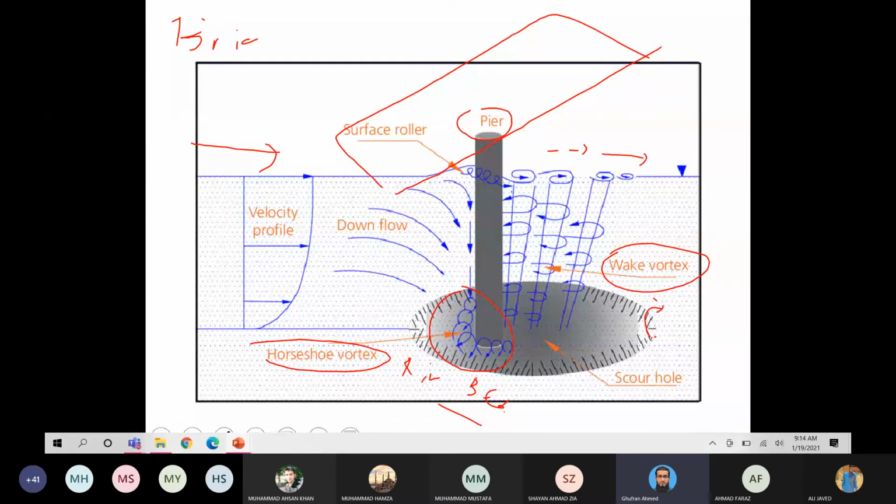So the two important phenomena related to sediment transport in terms of fluid mechanics are scouring and erosion. Erosion of river banks and scouring of a bridge pier. The meaning of both terms is more or less the same, but they are a bit different. We usually say scouring around a bridge pier.